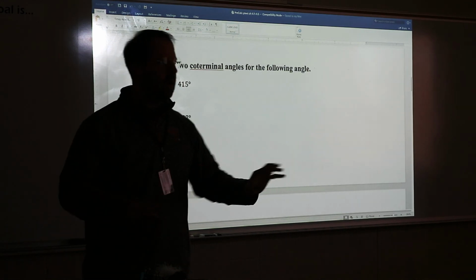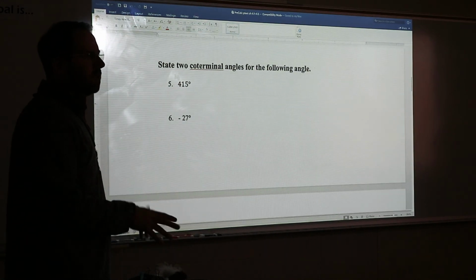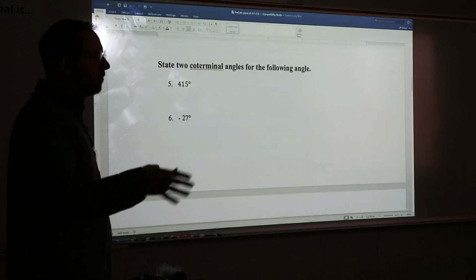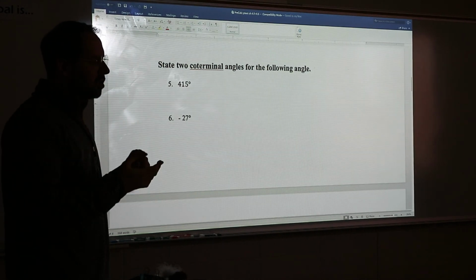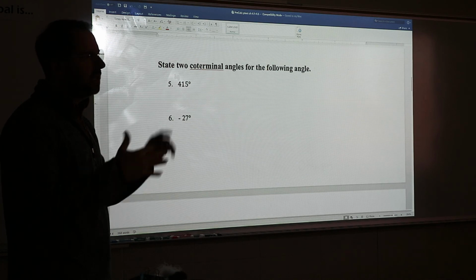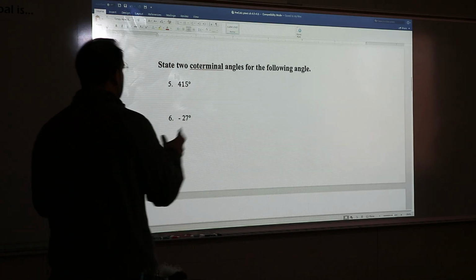I did that in the homework. I don't have the thing here. So you can go any direction. I'll probably have 4 different answers written down, but I just want you to add 360 or subtract 360, any direction you want to go, but you need 2 answers.